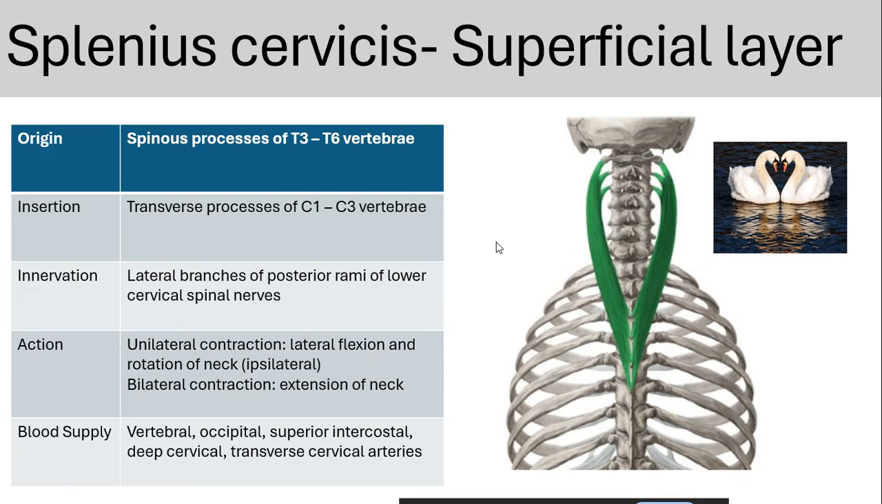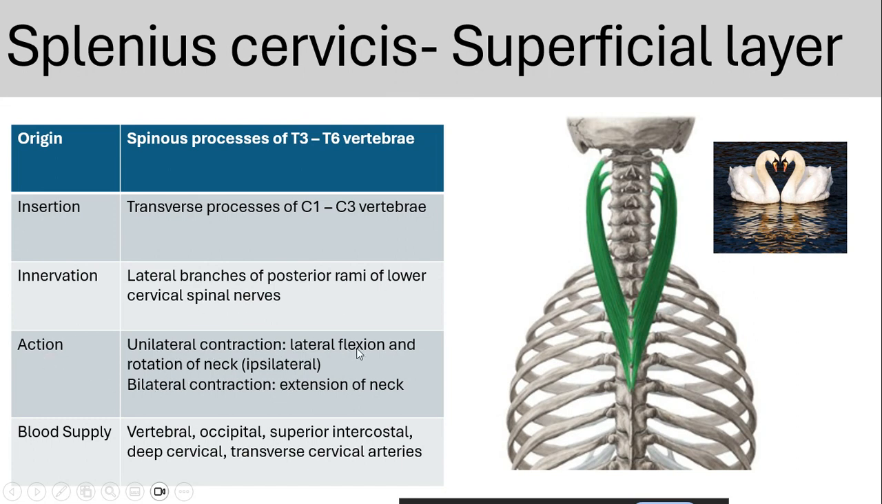Splenius cervicis, superficial. So as you can see, it looks like two swans coming together, right? As you can see, 1, 2, 3, 1, 2, 3. It feels like there are two swans coming to us, the necks of the swans, right? The origin is spinous processes T3 to T6, right? So that's the origin. Insertion is transverse processes of C1 to C3. So that's like transverse process, all right? Innervation: lateral branches of posterior rami of lower cervical spinal nerves.